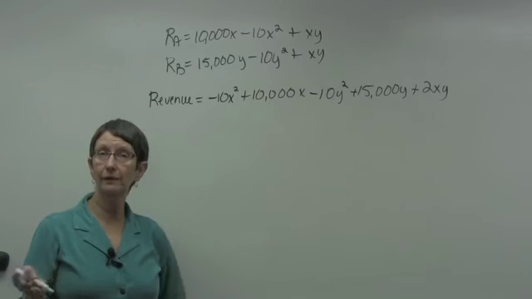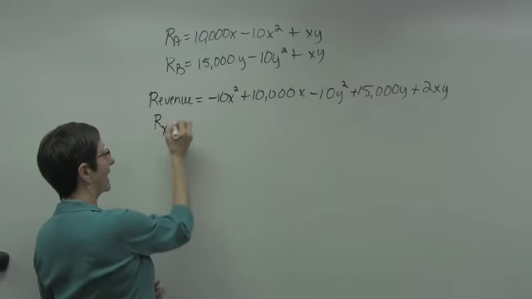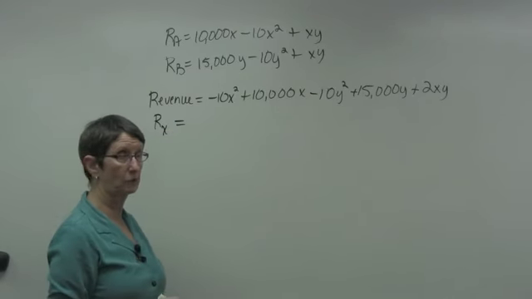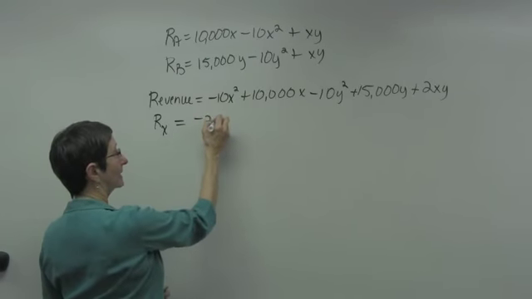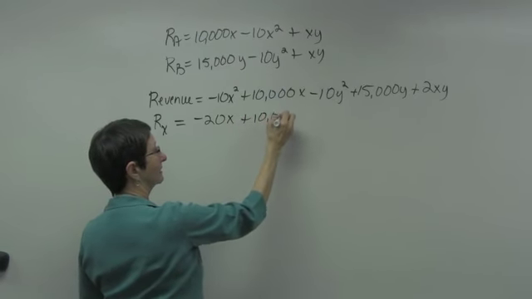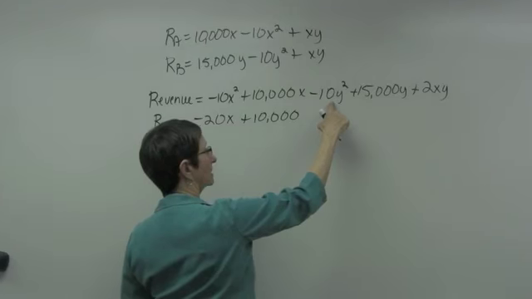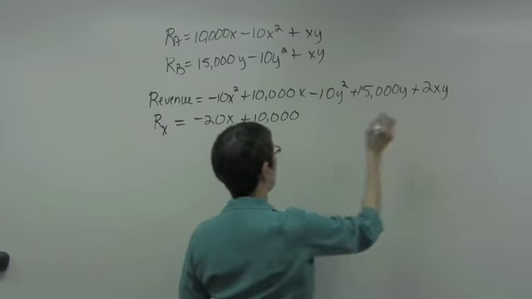Max-min problems. I have to find critical points first. So I need to find the partial of R with respect to X and the partial with respect to Y. With respect to X, I have negative 20X plus 10,000. Nothing here, nothing here. And here's an X. Derivative of that would be 2Y.